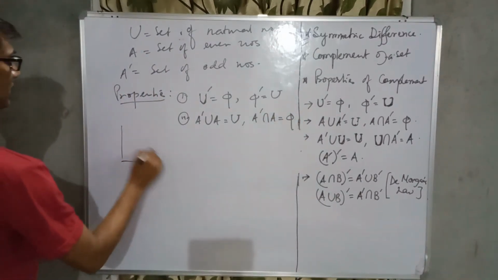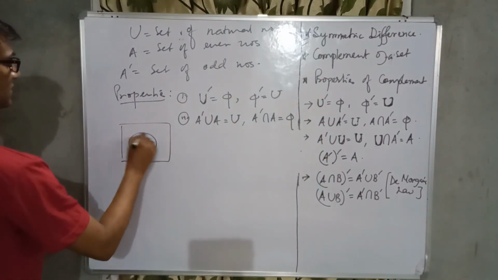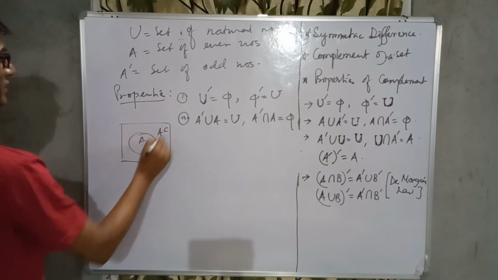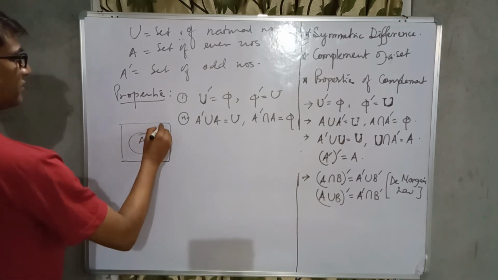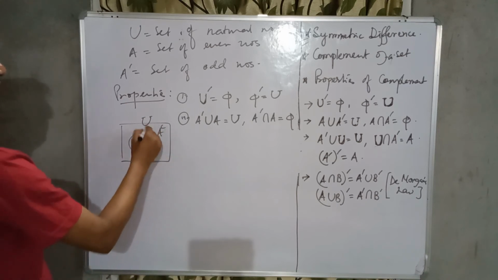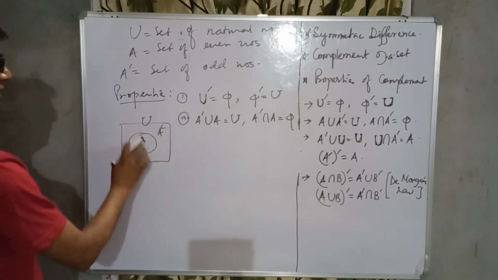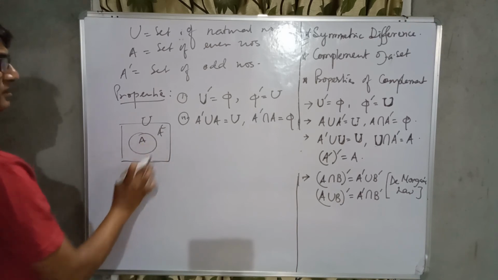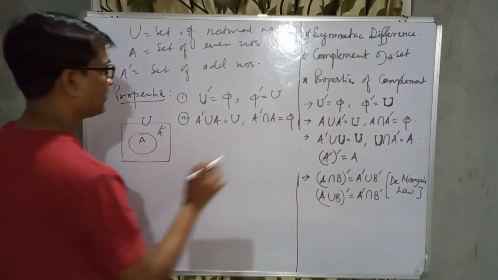Already we have this diagram. See the diagram. This is A, this is A complement, and this is the universal set. So A union A complement is the universal set itself, and these two are disjoint, so A intersection A complement we will get phi.